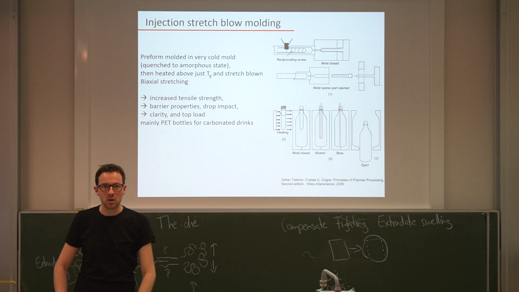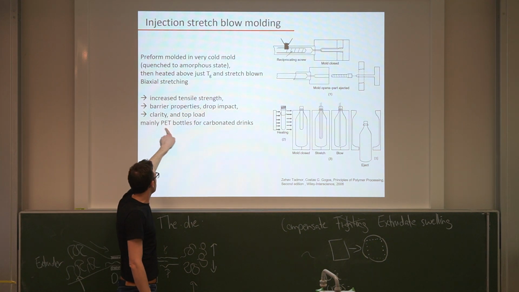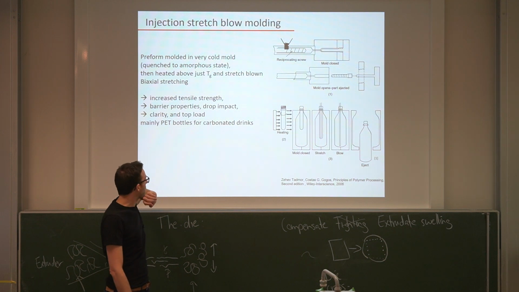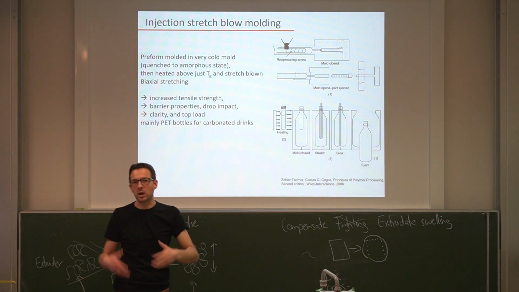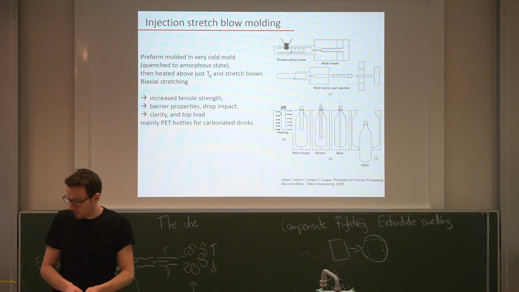This is typical for these plastic bottles. And very typically what you use is PET, polyethylene terephthalate, for carbonated drinks, for whatever, Coke or Sprite or Pepsi or water, soda water, tonic water, and whatever.